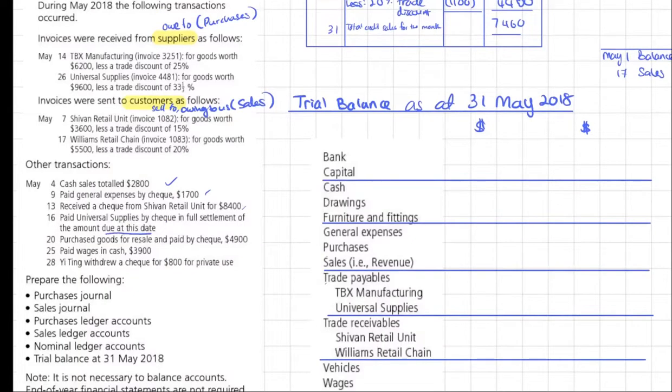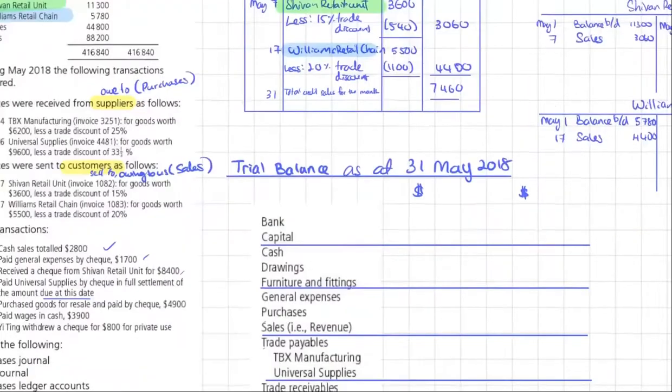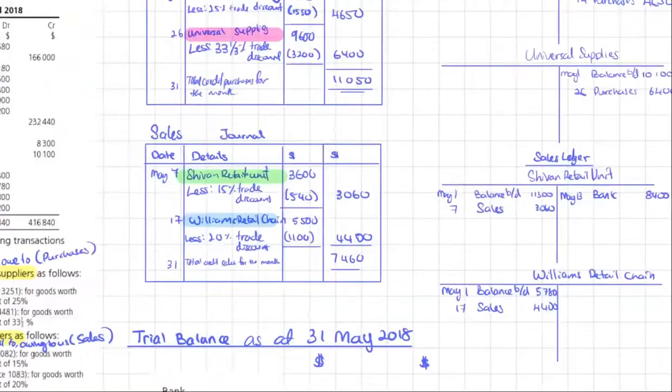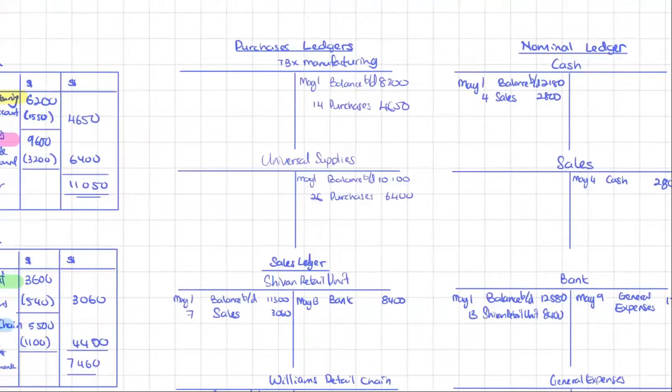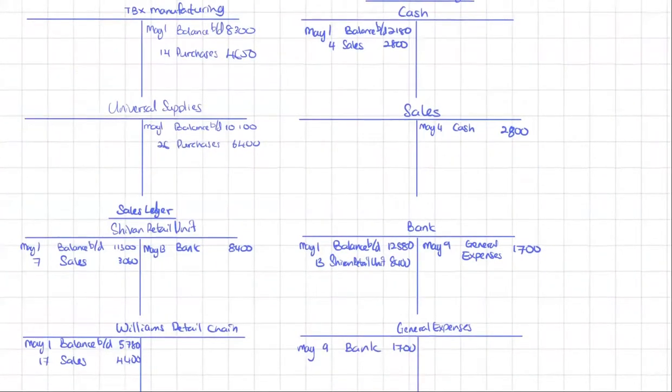Due at this date, we need to see how much is due on the 16th. So let's look at universal supplies. Universal supplies on the 16th. Up to 16 is only here. Only 10,100. So we're going to pay only 10,100. 10,100 on May 16, universal supply. And then universal supply is 10,100.